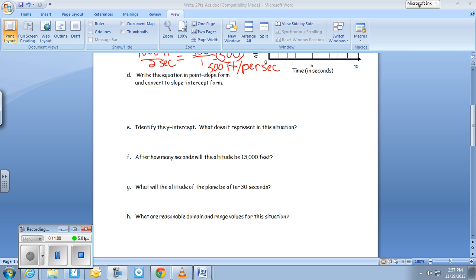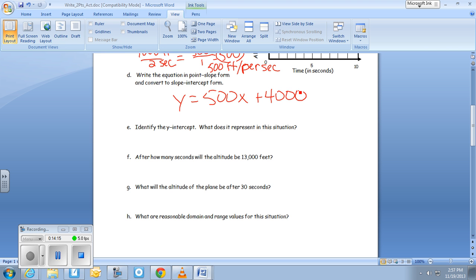And then letter D, write the equation in point slope and convert to slope intercept. We just talked about focusing on slope intercept. So that would be y is equal to 500x plus 4,000 if we're dealing with those thousands of feet. The y-intercept is at 4,000. What does it represent? Or is it 4? You could say it represents thousands of feet, 4,000 feet. This is the altitude where it started being recorded. That's just when they started recording the altitude per second.